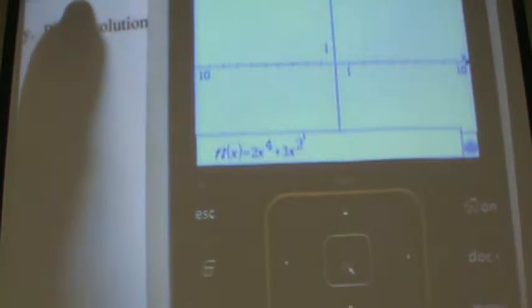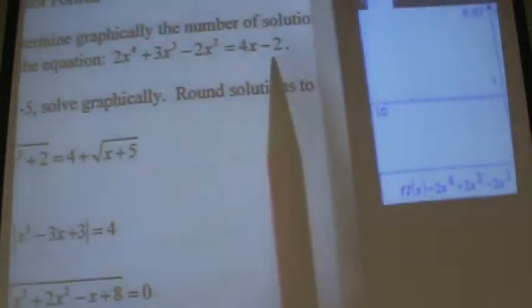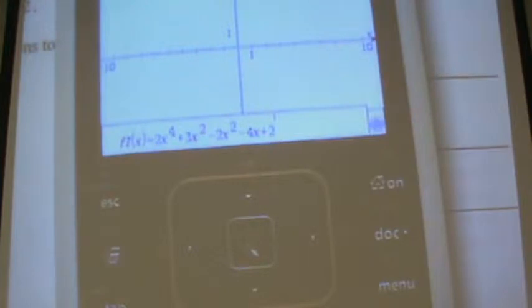So plus 3x squared, then arrow down, minus 2x squared, minus 4x, and then plus 2. Now be careful. Make sure you change these to opposite. Now when you hit graph, how many times does this hit the x-axis?